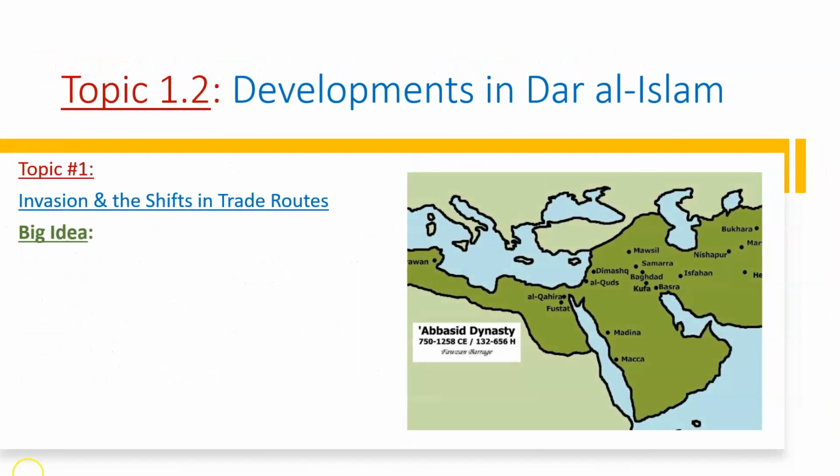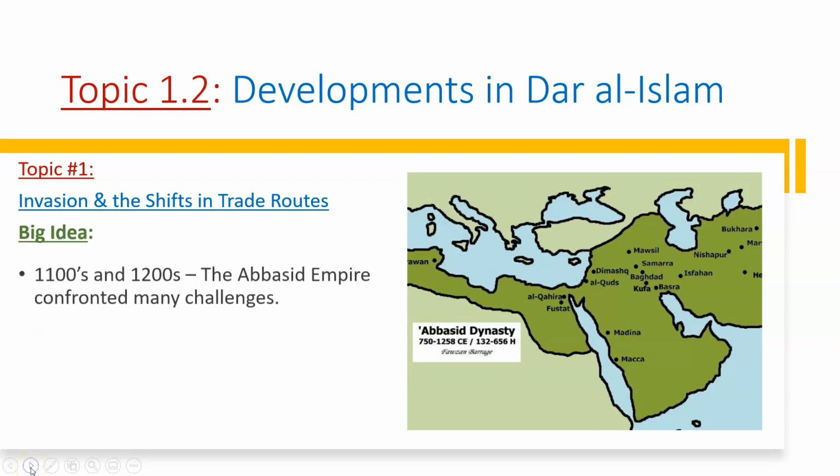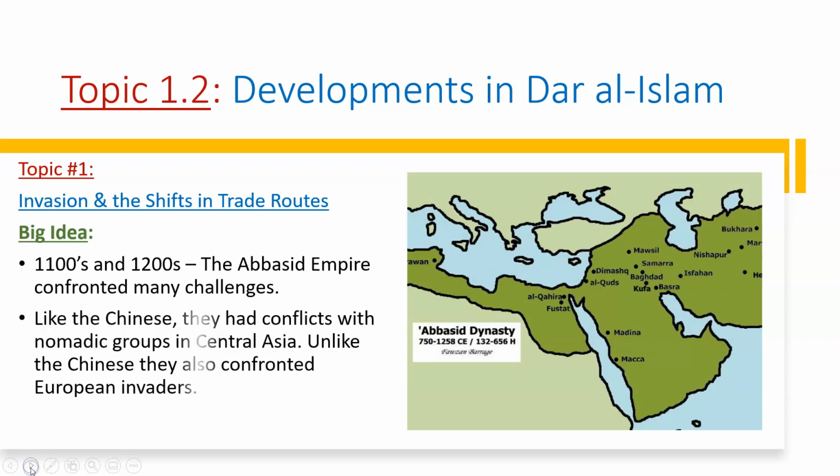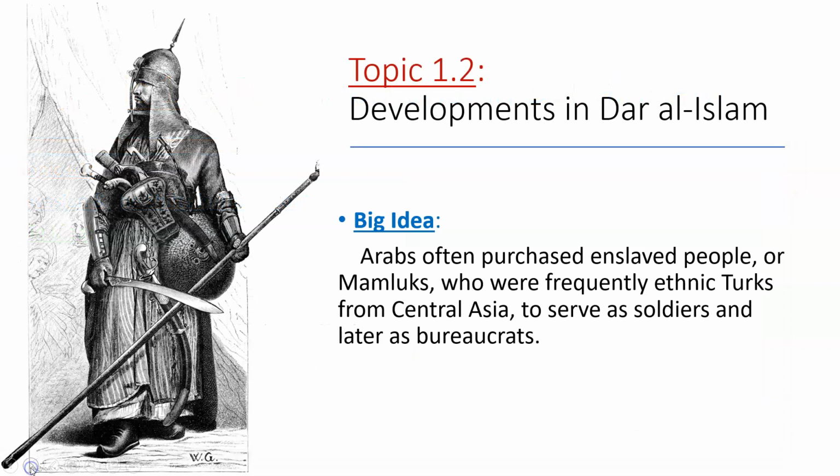Okay, topic number 1, invasion and the shifts in trade routes. Trade routes are a big thing with the study of history. In the 1100s and 1200s, the Abbasid Empire confronted many challenges. Like the Chinese, they had conflicts with nomadic groups in Central Asia. Unlike the Chinese, they also confronted European invaders. So there's a difference, right? Similarities and differences, when you compare or contrast. So there's a similarity and a difference with the Chinese.